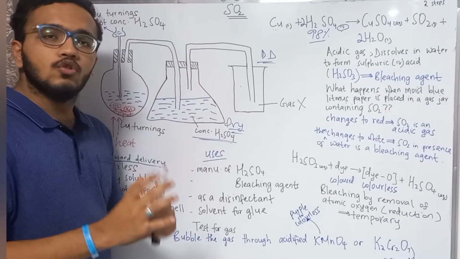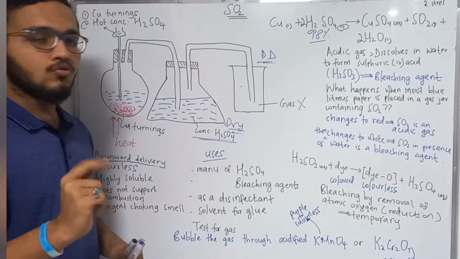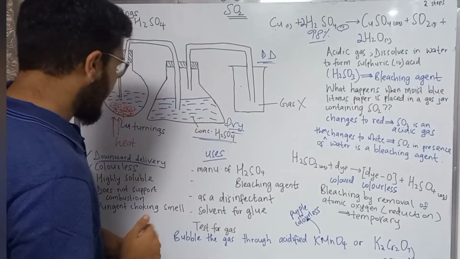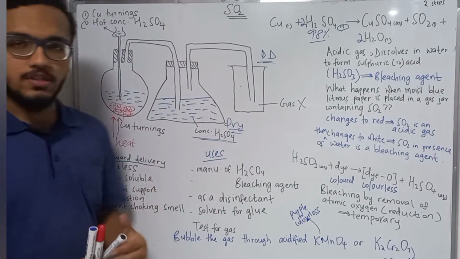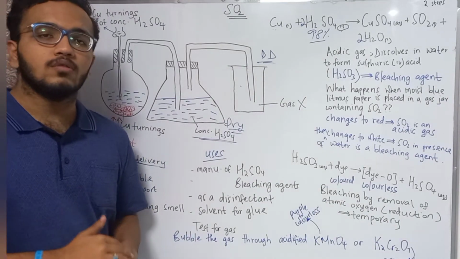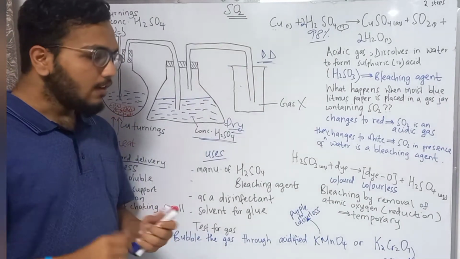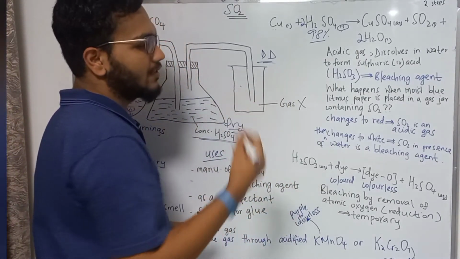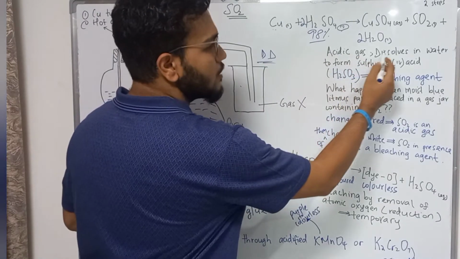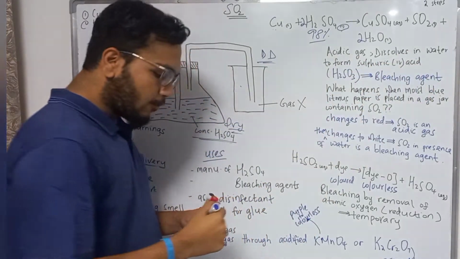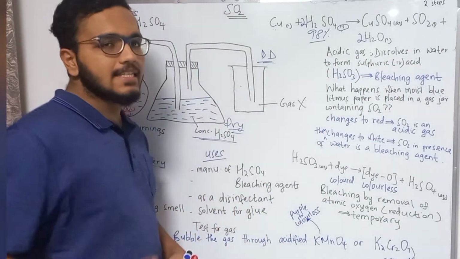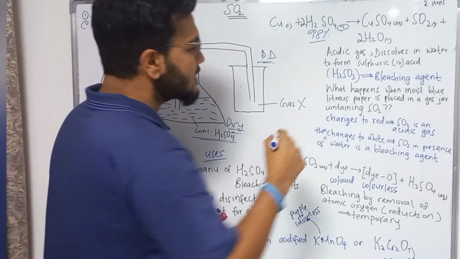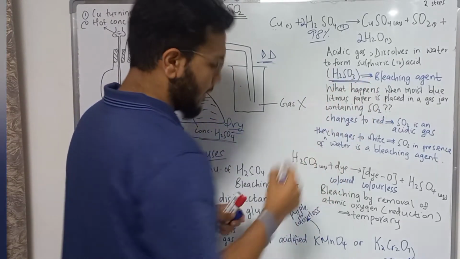That means that SO2 is denser than air. To note, SO2 is almost twice as dense as air. It is highly soluble in water to form an acidic solution. Now we go to the solution that it forms. It is an acidic gas that dissolves in water to form sulfurous acid, sulfuric IV acid. It doesn't form sulfuric VI acid. It forms sulfuric IV acid, written as H2SO3.